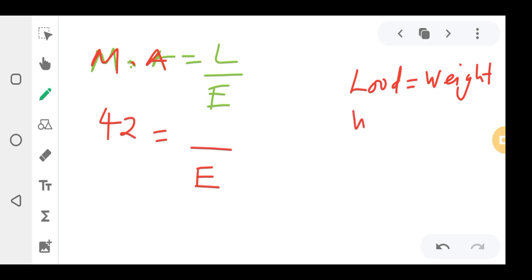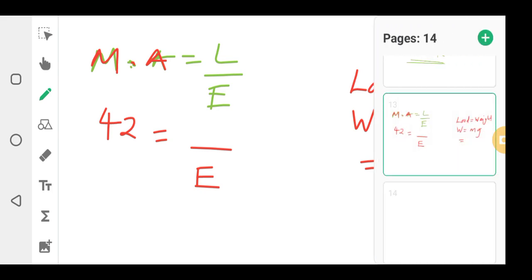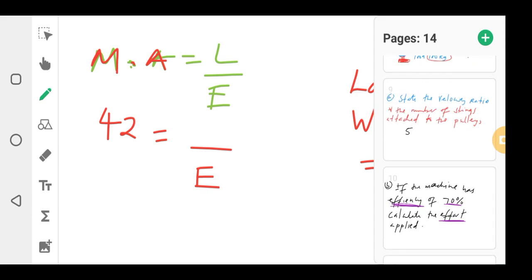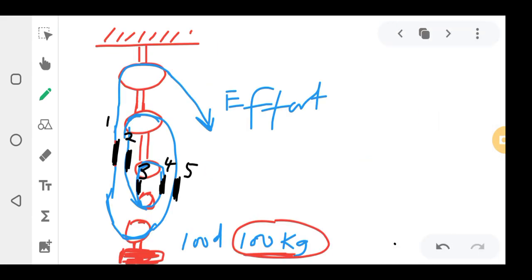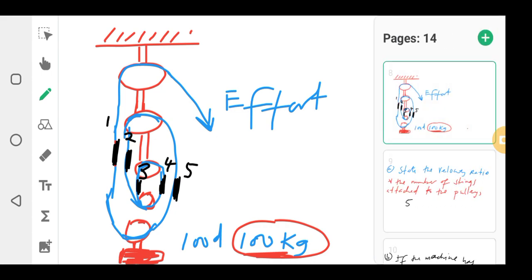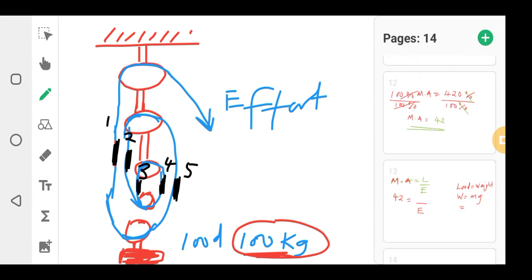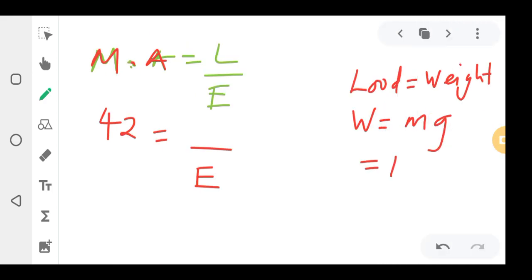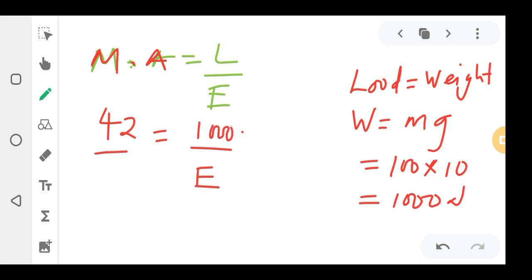So weight is the same as mg, mass times gravity. What was the mass for that weight? You see, this one is not in newtons. If it was in newtons, we would just write it like that. It's not in newtons, it's 100 kg. So to convert kg to newtons, we multiply by 10, the acceleration due to gravity. So 100 times 10 is equal to 1000 newtons. That's the one that you put here.